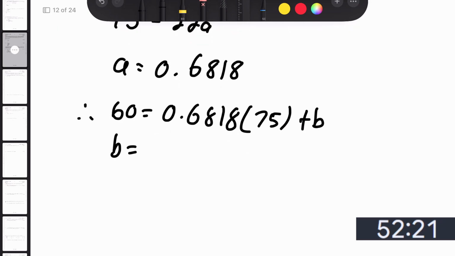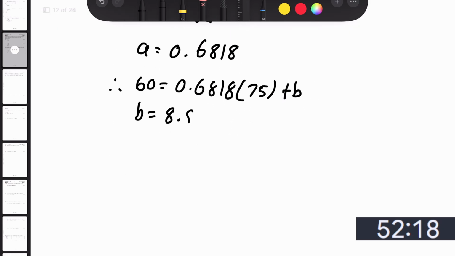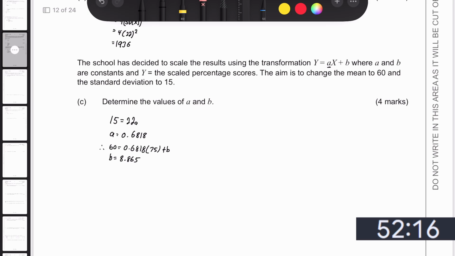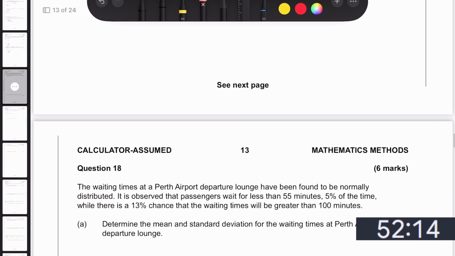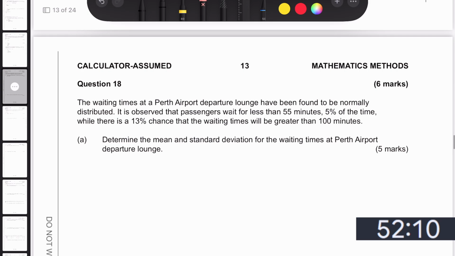75 plus x. B is going to be 8.865. That was pretty easy. Page 13. The waiting times at a Perth airport departure have been found to be normally distributed. So wait for less than 55 minutes 5% of the time, and 30 minutes would be greater than 100 minutes. Standard deviation for waiting times.